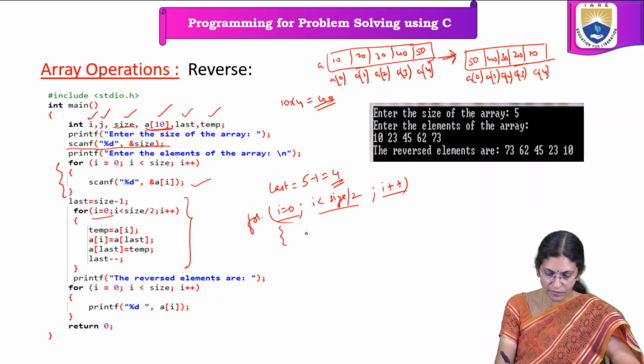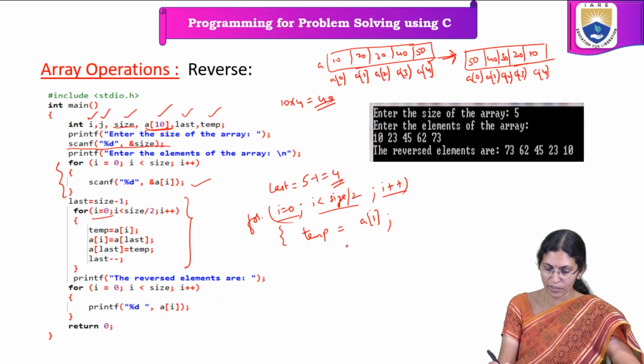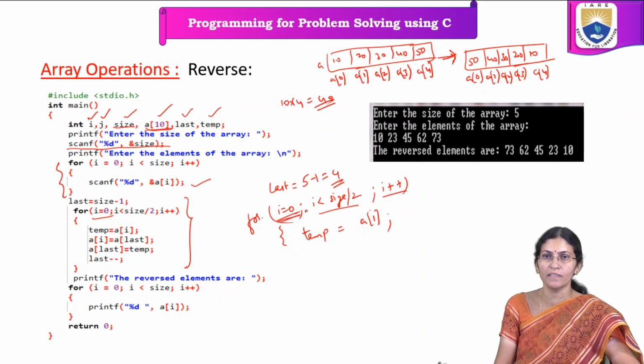The first line is, another variable temp is there. A of i value is assigned to the temp variable. So we'll see this. What is A of i? The initial value of i is equal to 0. So with this line, temp is assigned A of 0. A of 0 is equal to 10.